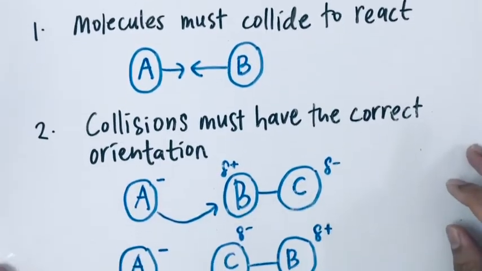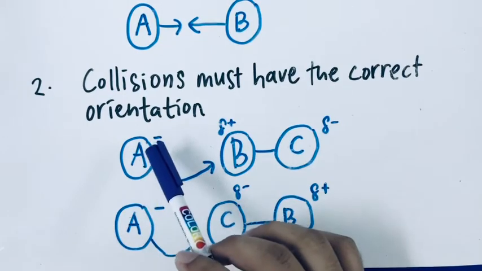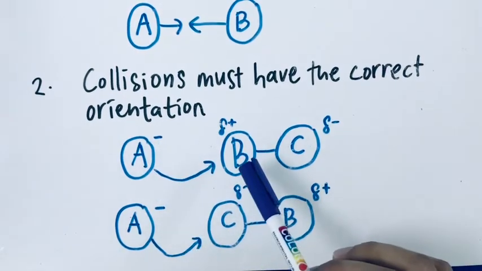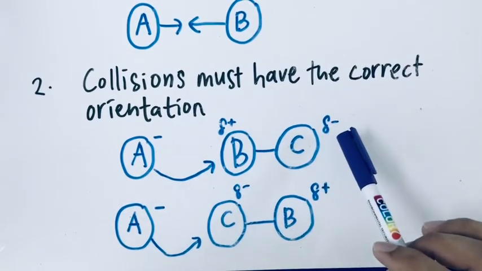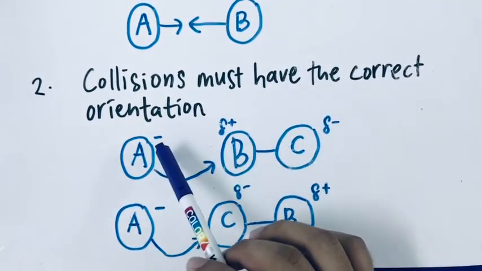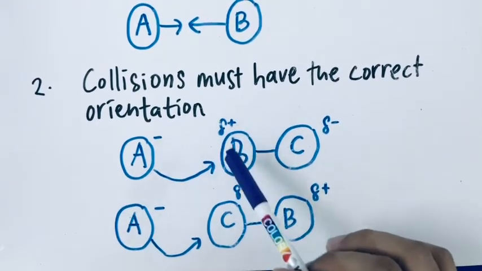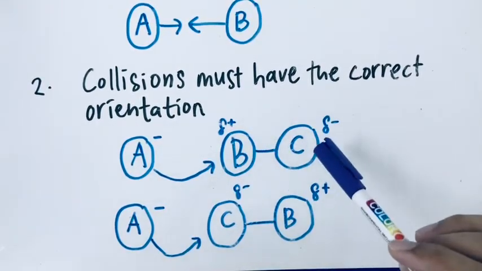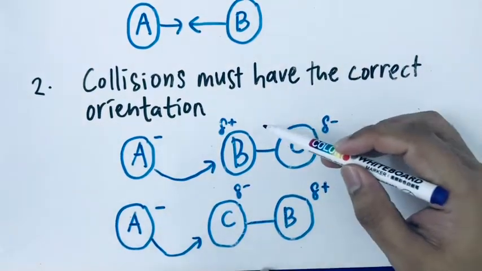And secondly, the collisions between the molecules must have the correct orientation. Let's take a look at an example where we have reactant A with a negative charge, and reactants B and C with partially positive and partially negative charges. The negatively charged ion will be attracted to the positive one. So there will be bond breaking here, so it can form the product. So this is the correct orientation.